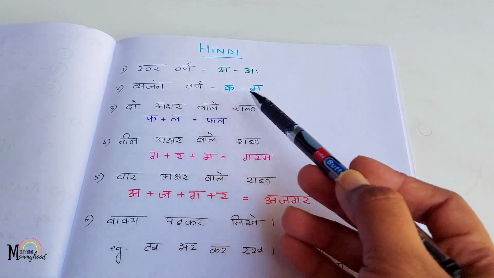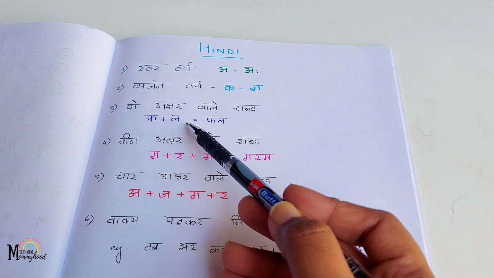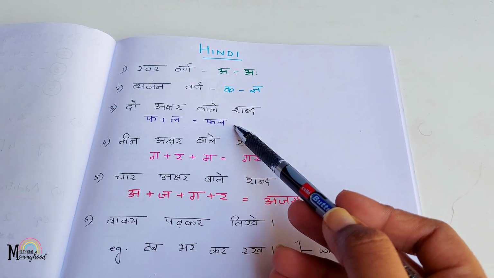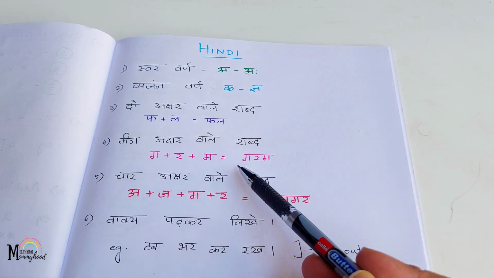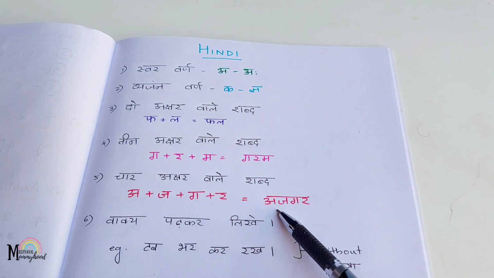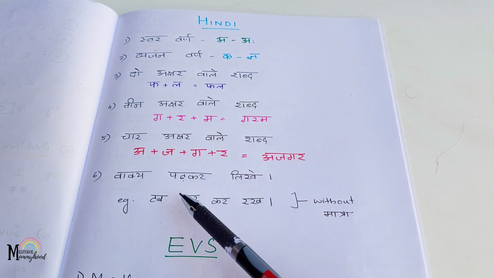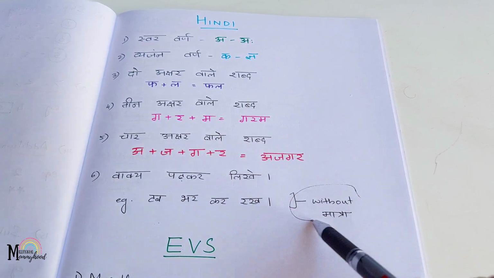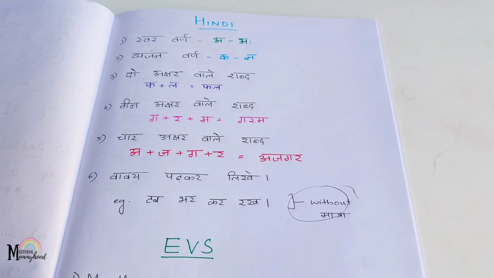The next subject is Hindi. They are taught Swar from A to Aha, Vyanjan from Ka to Nya, and then two-letter words, for example फ plus ल, फल; three-letter words, for example ग र म, गरम; four-letter words, for example अ ज ग र, अजगर; then reading and writing sentences, for example टब भर कर रख. So basically they are taught to read simple sentences without the use of any matra.